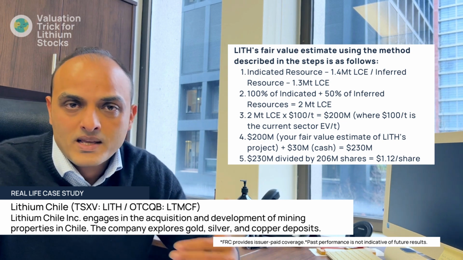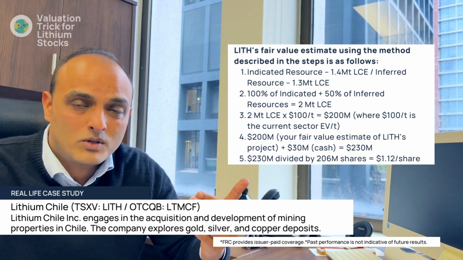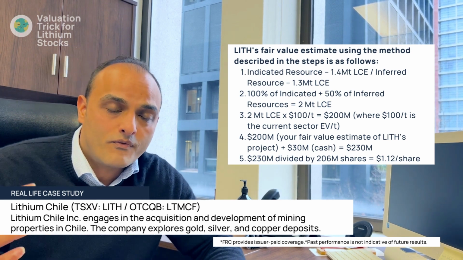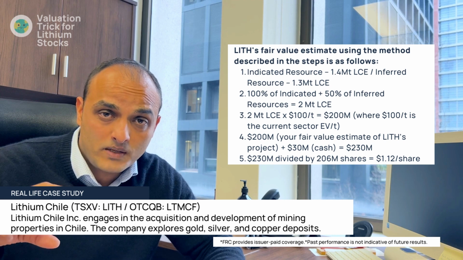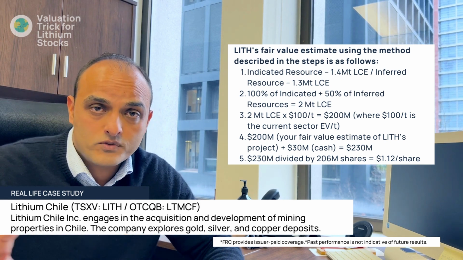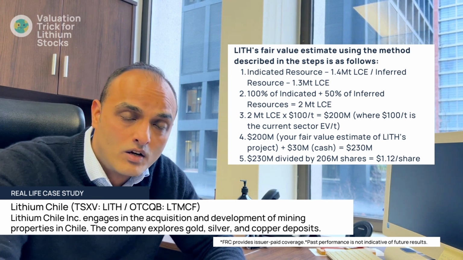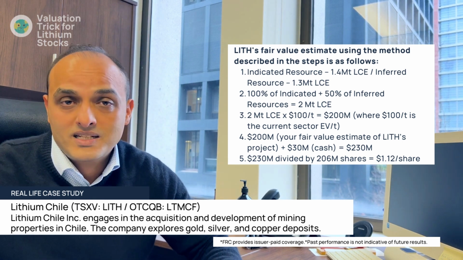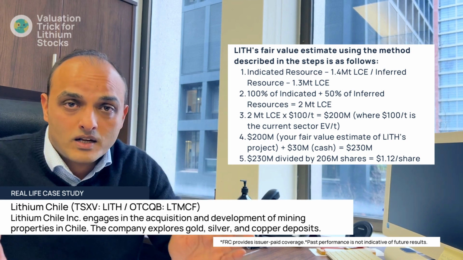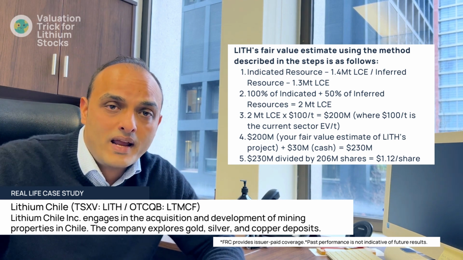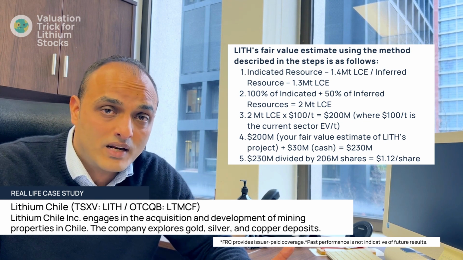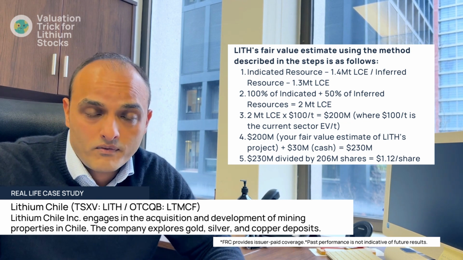Going back to step 3, Lithium Chile's net resource is about 2 million tons. Multiply that by 100, you get $200 million. Step 4, add Lithium Chile's cash position and deduct debt. Company has $30 million in cash but no debt. So you add $30 million to $200 million, you get $230 million. That's step 4. That is the fair value of Lithium Chile stock based on a comparables valuation model. Step 5, divide that number by the shares outstanding, which is 206 million shares for Lithium Chile. You get $1.12 per share.